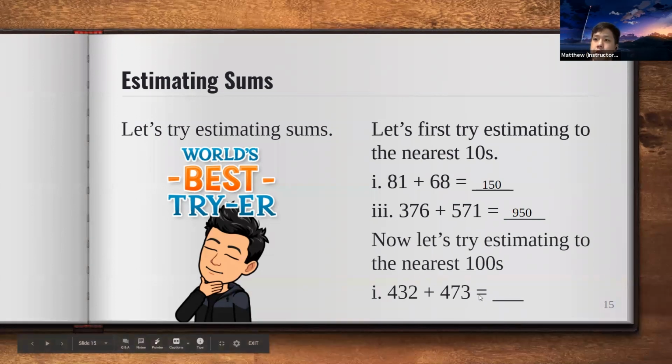432 and 473. 432 is close to 400, while 473 is close to 500. So the answer would just be 400 plus 500, which is 900, as shown here.